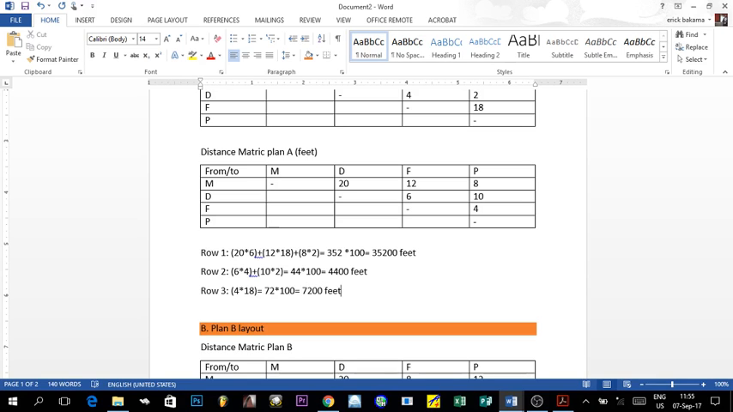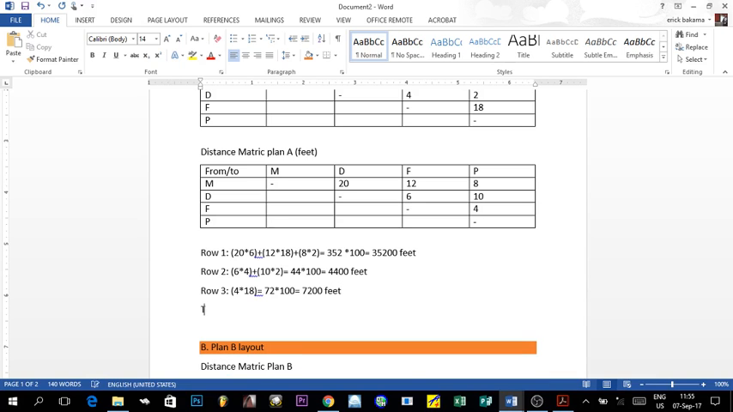Now, what is the total distance? First of all, this is the total distance, the total distance traveled.